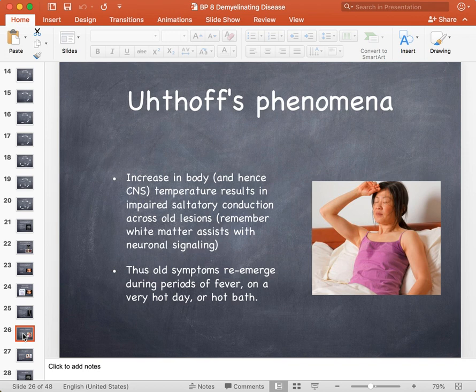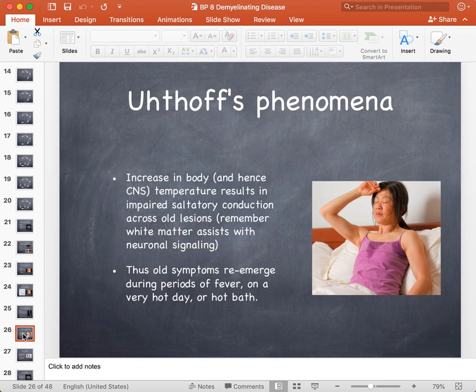So anything that results in higher core body temperature, whether that's a fever, taking a hot bath, or the hot humid summer when your air conditioning broke down, you'll get a reemergence of symptoms. And the key here is that these are not new symptoms that they haven't experienced before. It's just a reemergence of their old symptoms. Anything to add on Uthoff's?